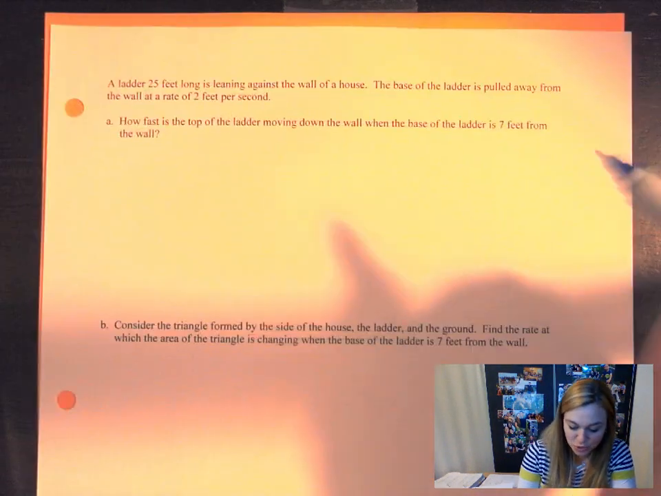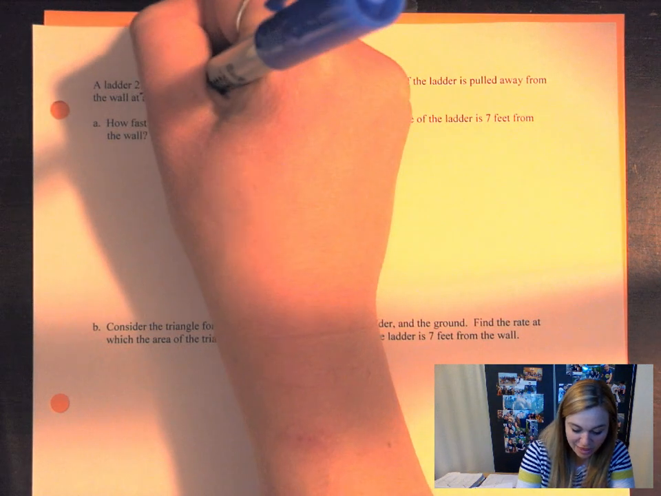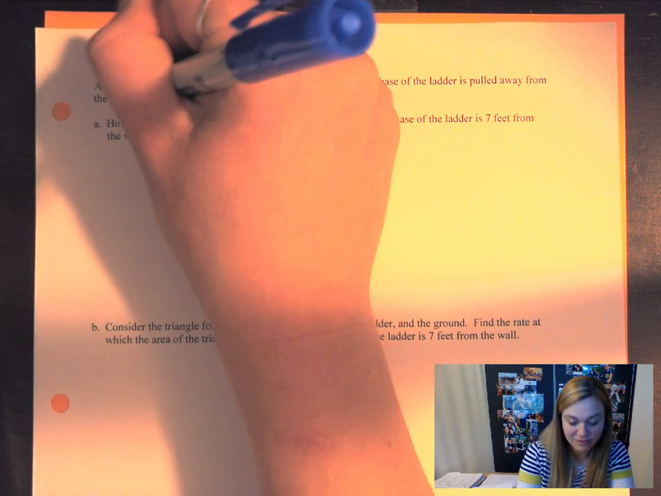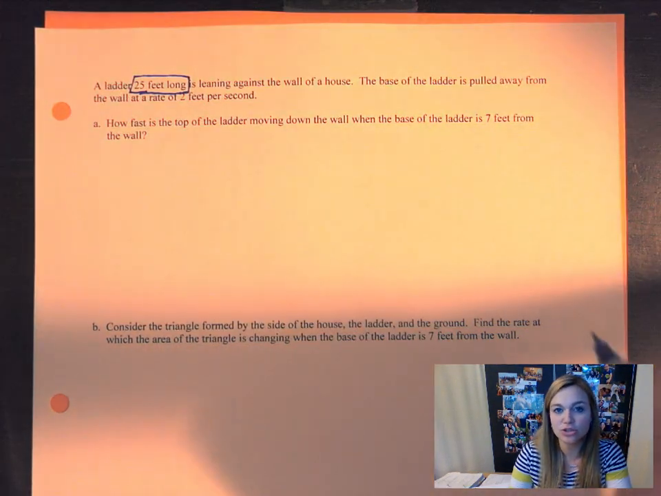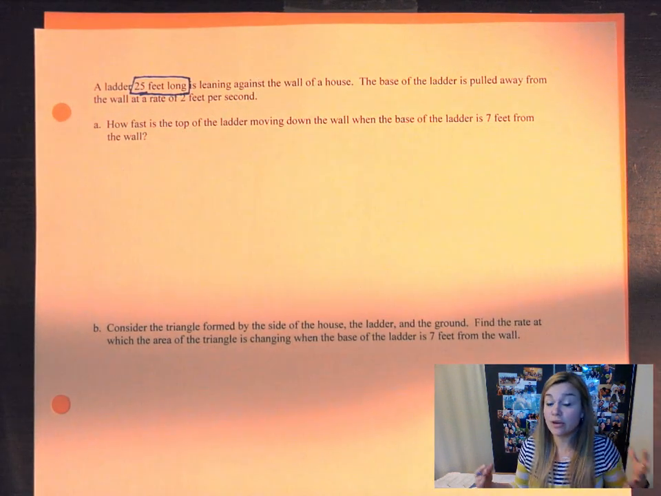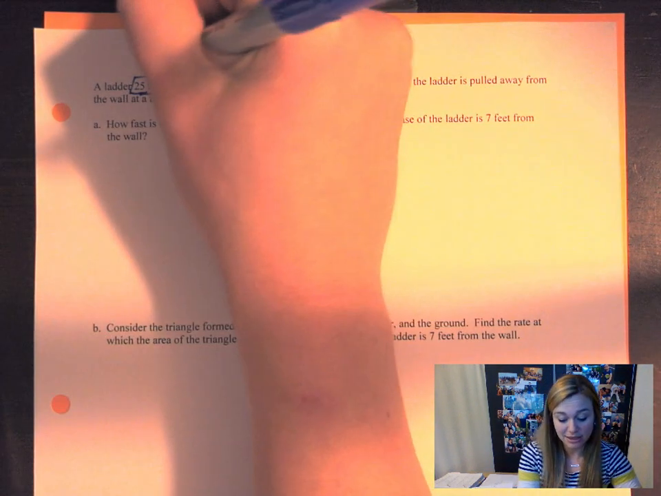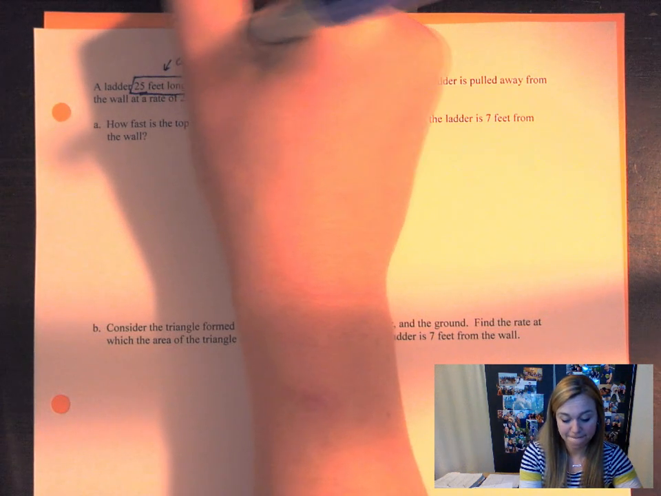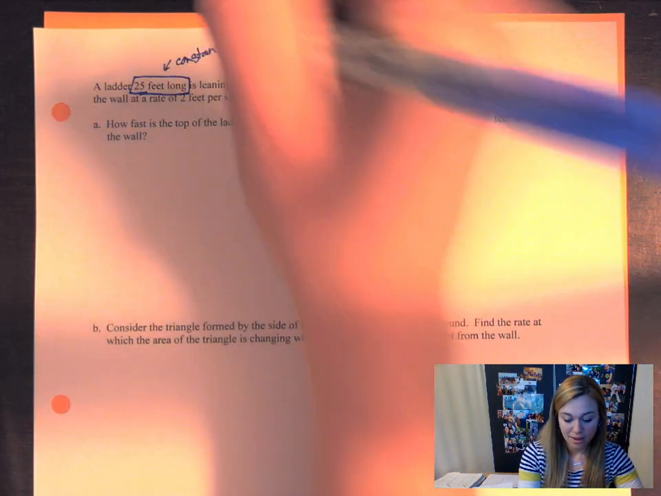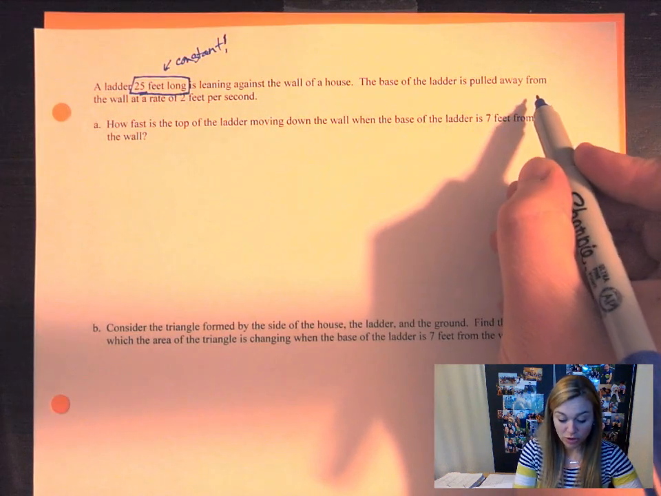A ladder is 25 feet long, leaning against the wall of the house. So 25 feet long. This ladder is always 25 feet long. In any of these problems, these are cheap ladders. Well, ladders aren't cheap, but these are ones that are stuck together. They cannot change. They are 25 feet exactly. This is a constant. Constant.